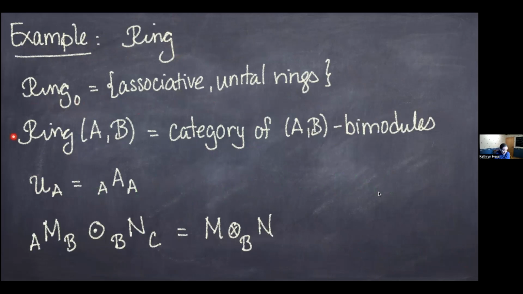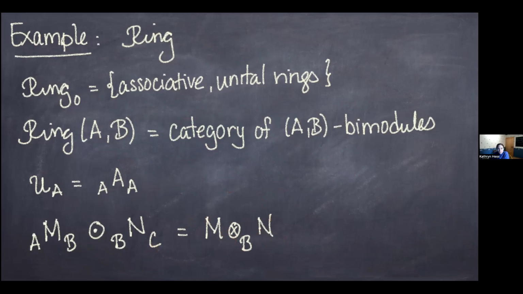And the category of morphisms from an associative ring A to an associative ring B is just the category of AB bimodules. And in this case, the unit object is just A seen as a bimodule over itself in the usual way. And the horizontal composition is, well, you make some choice of what you mean by tensoring M and N over B. And this is where things are only going to be defined up to isomorphism and so on.